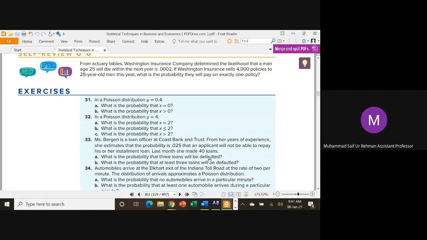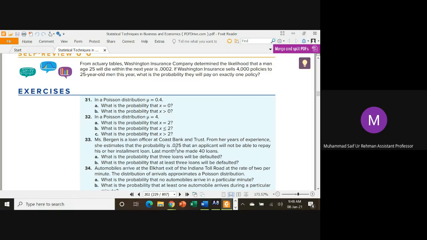So you can see that she estimates using her experience. So she's an experienced lady, and she knows that the probability that an applicant will not be able to repay, I mean, will be a defaulter, is 0.025. Okay, and she is going to give 40 loans. So therefore, you are able to calculate mu from here, because you know mu is equal to np. So n is given, and probability of success, that is in this case defaulting alone.